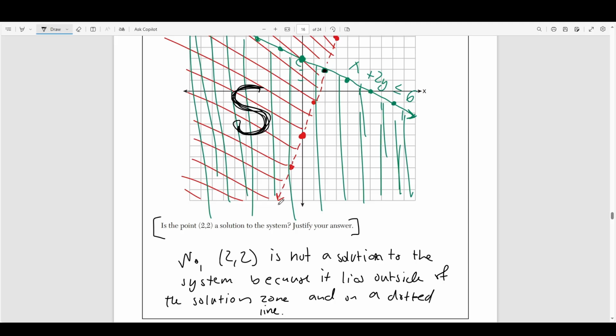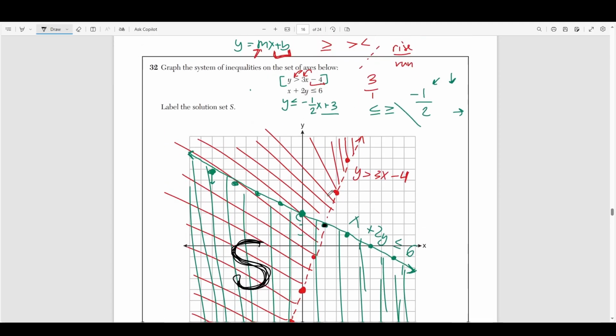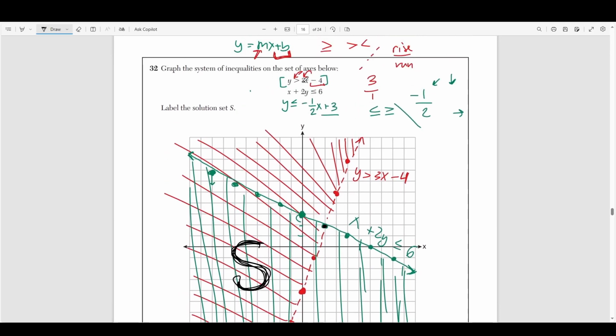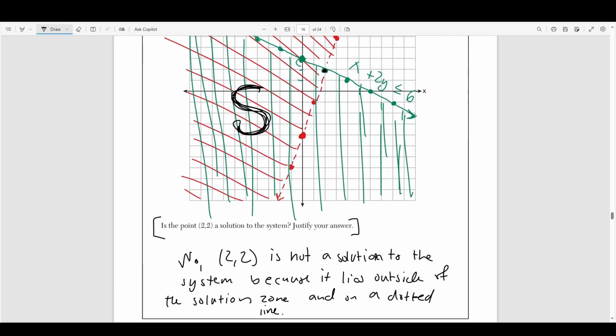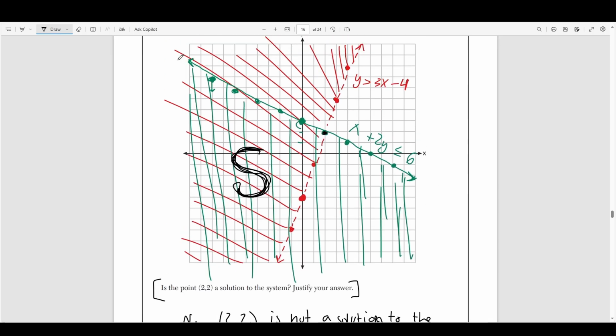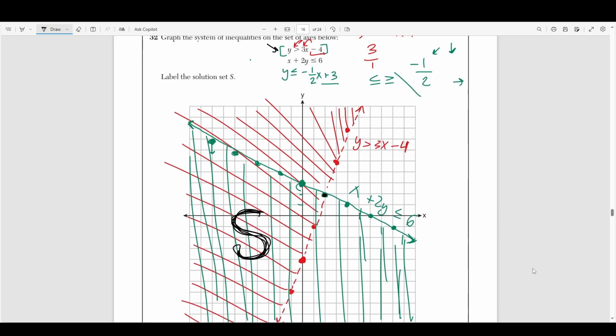Now, another way you can justify this is by plugging in (2, 2) into both of these inequalities and showing how it does not satisfy the top one. But as long as you say that it lies on the dotted line, again, that would be enough for the Regents, okay? So remember, if it lies on the filled in line, perfectly okay, that's a solution. But if it lies on the dotted line, it's not a solution. And it has to be a solution to both of the lines. So sure, it lies on this solid line, which means it's a solution to this, but it's not a solution to that. And it needs to be a solution to both in order to be correct.